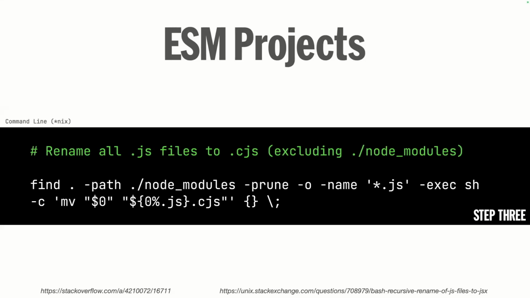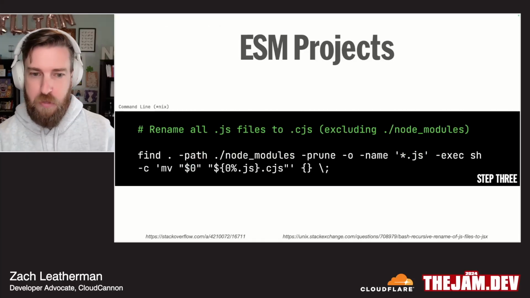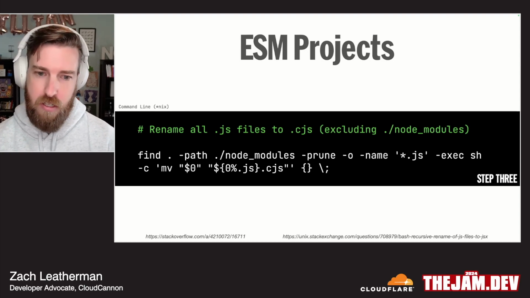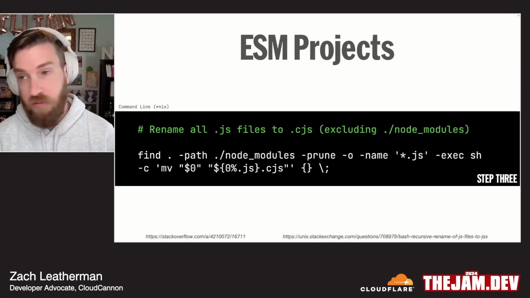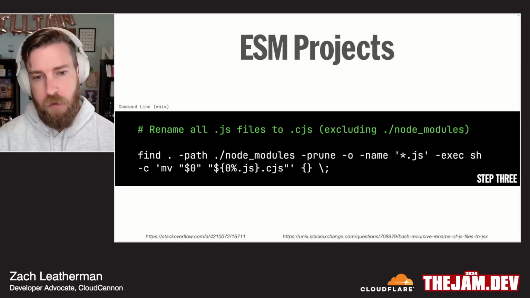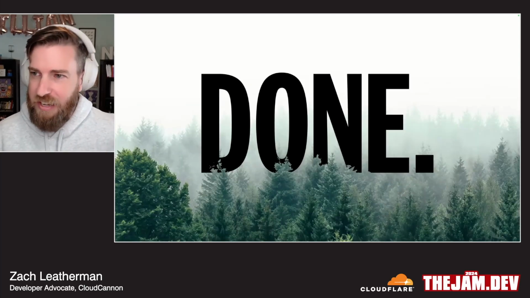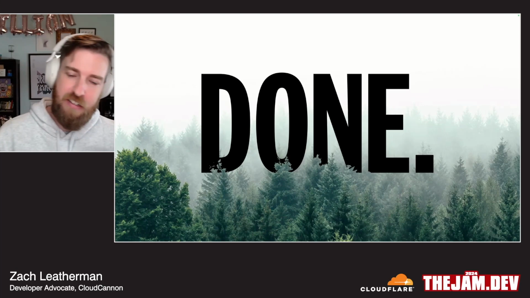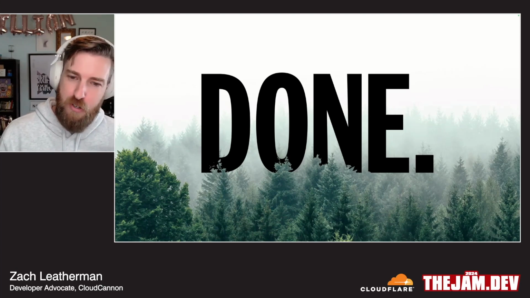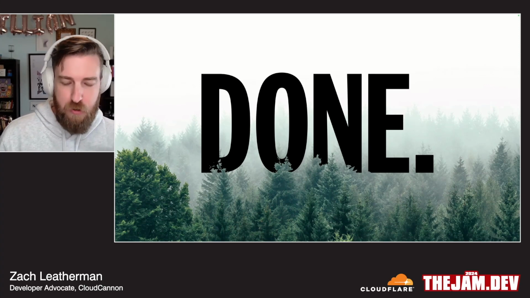So the default is ESM, so any new files you create with .js will be ESM, but all your existing application code is CJS. And you can do this for your configuration files, your data files, and your JavaScript templates as well. And that's kind of it for an ESM first project. There isn't much more you have to do there. That's the bare minimum you need to do to upgrade your project to ESM.